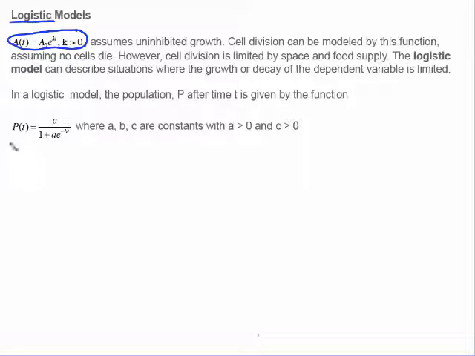So here is the function for the logistic model. P of t equals c over 1 plus a e to the negative b t, where a, b, and c are all constants, and a is greater than 0, and c is greater than 0.